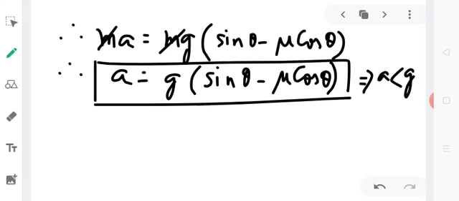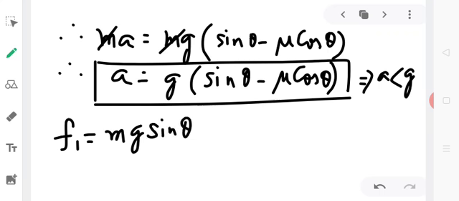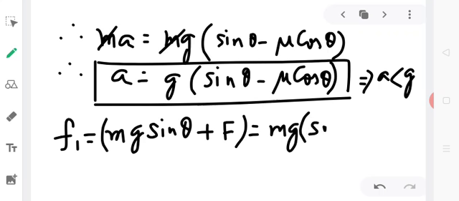Now it is to be noted that when a plane is inclined to the horizontal at an angle theta, which is less than the angle of repose, then the minimum force required to move the body up the inclined plane will be given by F1 equal to mg sine of theta plus force of friction, which is further equal to mg times sine of theta plus mu cos of theta.